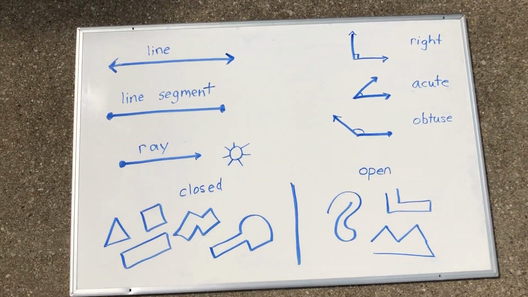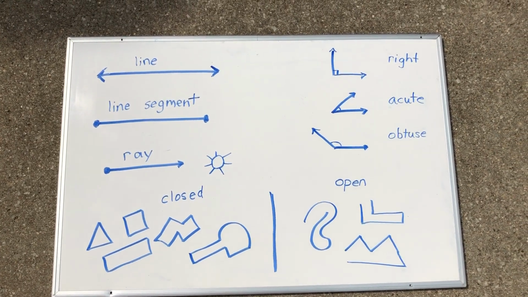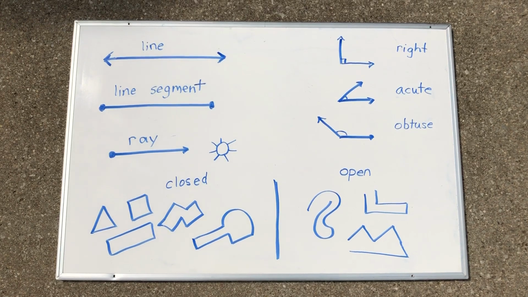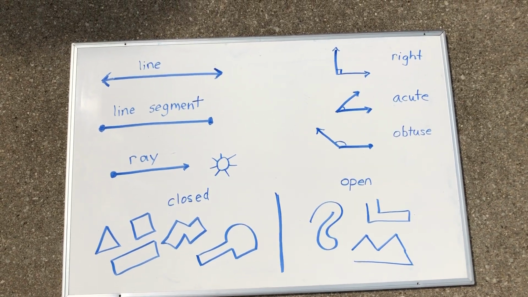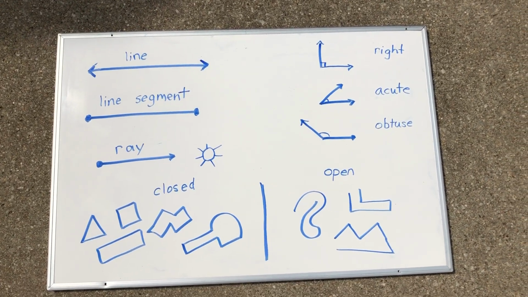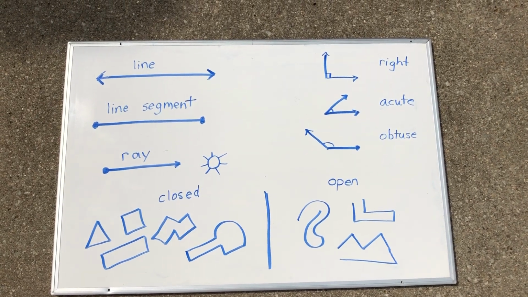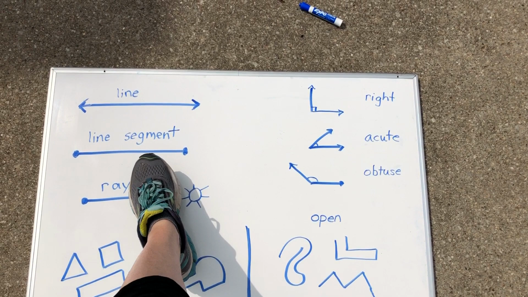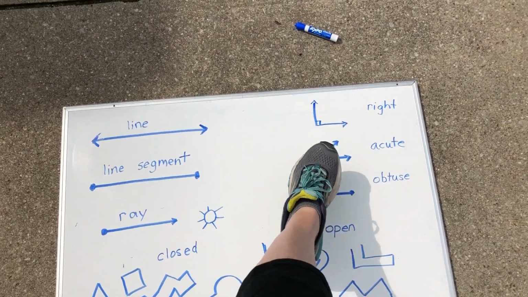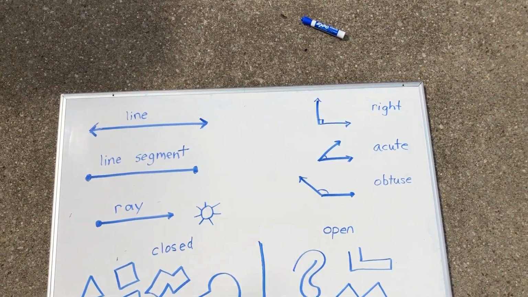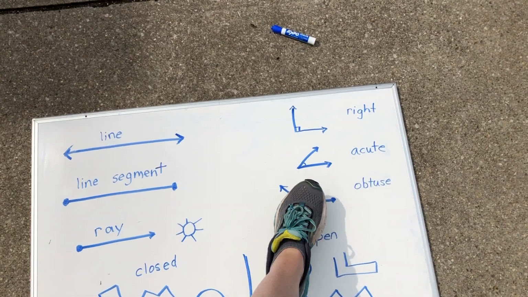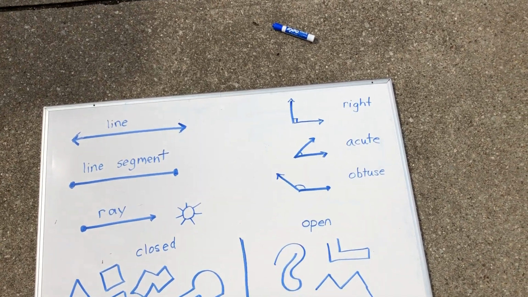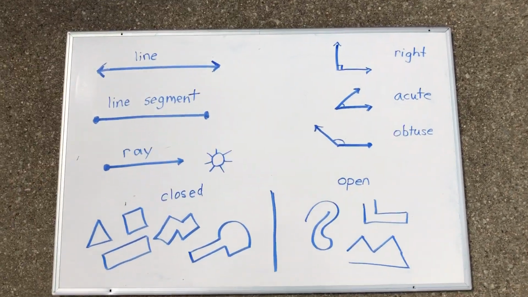Here's a little review. We've got a line. We've got a line segment that has ends. We have a ray that has one end. We have closed shapes that are completely closed up, and we have open shapes. Those are the two types of plane shapes. And then if we take those line segments, or rays really, and we make angles, we can have a right angle. Smaller than a right angle is an acute angle. Bigger than a right angle is an obtuse angle.